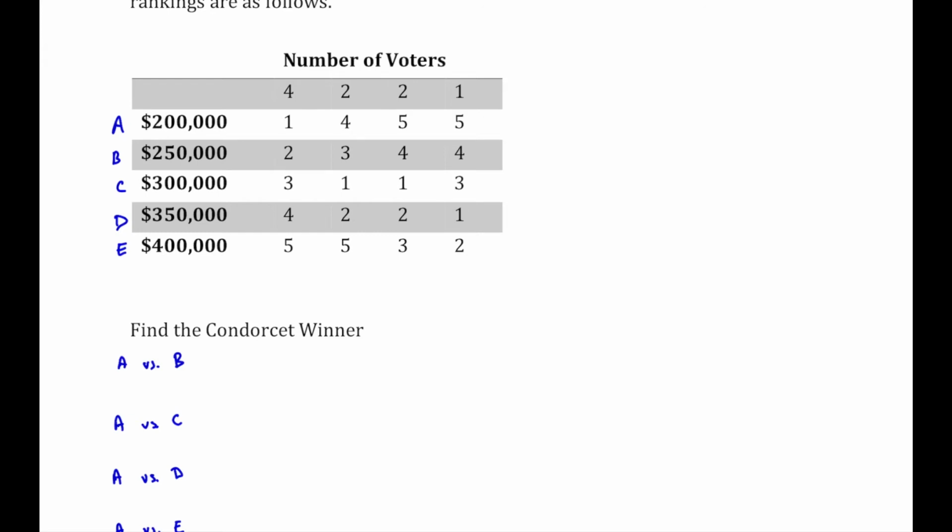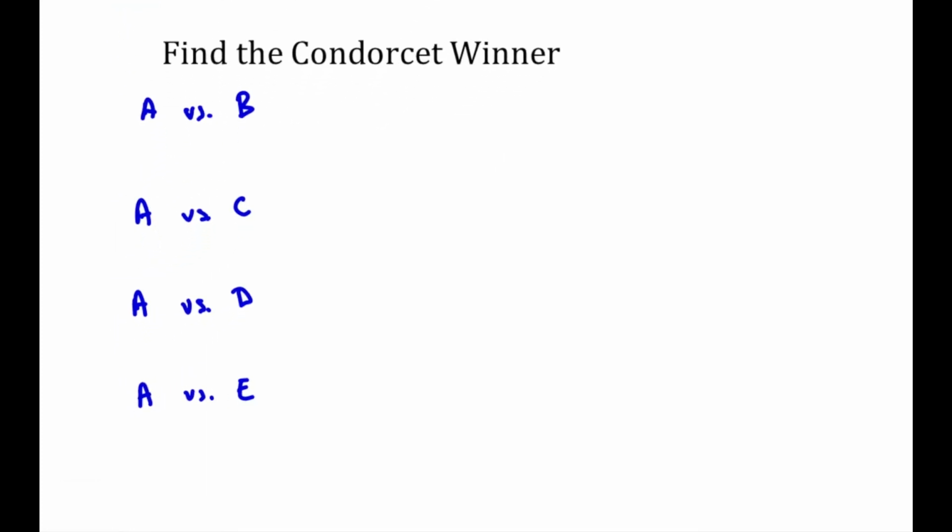So here we have this preference table. We have 5 different options. For convenience, I've labeled them A, B, C, D, and E. What we're going to do is look at all one-on-one matchups between candidates. So I've started this off. We need to compare option A versus each of the other 4. So A versus B, A versus C, A versus D, and A versus E.